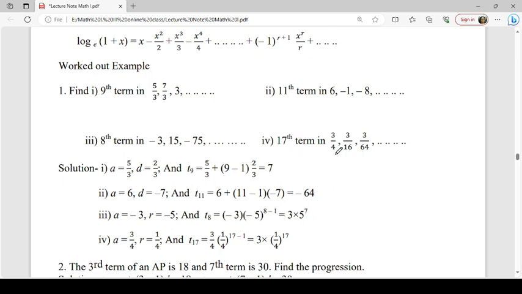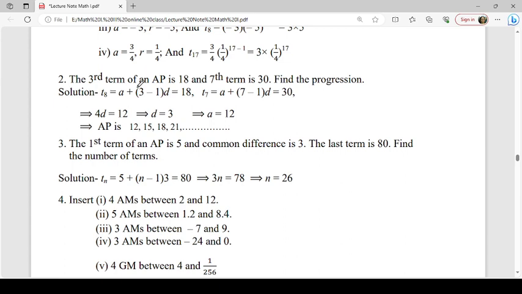Then this one, a is 3 by 4, and this is also a GP, and r is 1 by 4. We are multiplying by 1 by 4. This is 3 by 16, this is 3 by 64, like that. And T17 is this one.